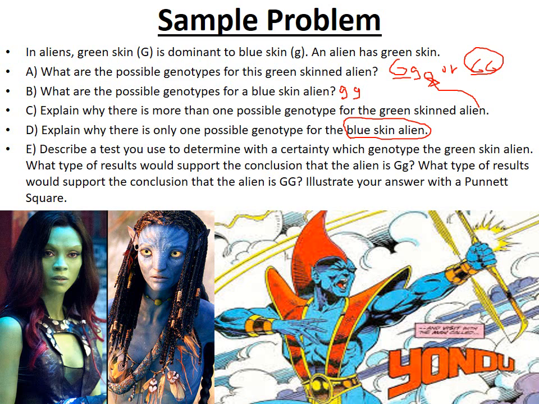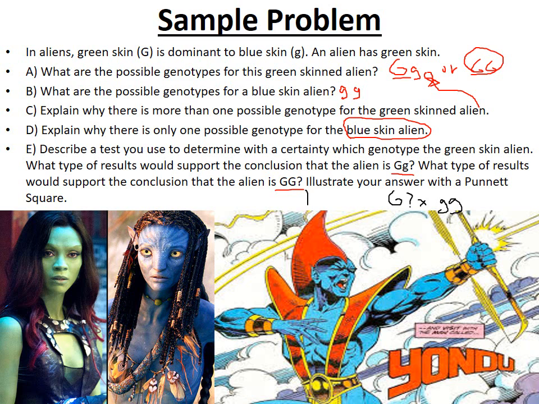Describe a test you could use to determine with certainty which genotype the green-skinned alien is. What type of result would support the conclusion that the alien is big G, little g? What type of result would support the conclusion that the alien is big G, big G? Illustrate your answer with a Punnett square. So I'll do one of the Punnett squares with you, and you can do the other on your own. So let's choose our black color here. So if I did this, big G, question mark, crossed with little g, this is called a test cross.